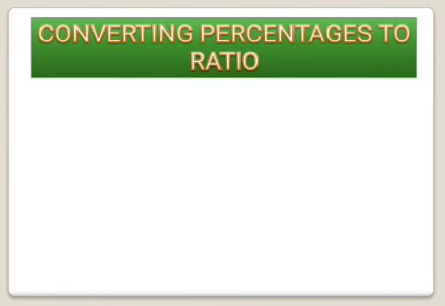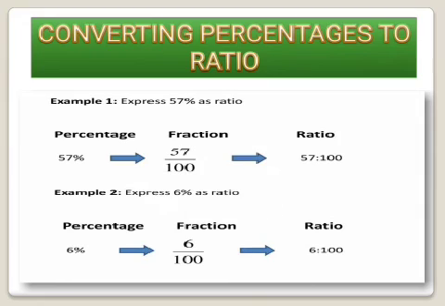Next is converting percentage to ratios. Express 57% as ratios. First, convert percentage into fraction by dividing it by 100, 57 upon 100, and then express it in the ratios 57 is to 100. Same in another example. Express 6% as ratios. Convert it into the fraction by dividing it by 100, 6 upon 100, and finally represent it in the ratios 6 is to 100.